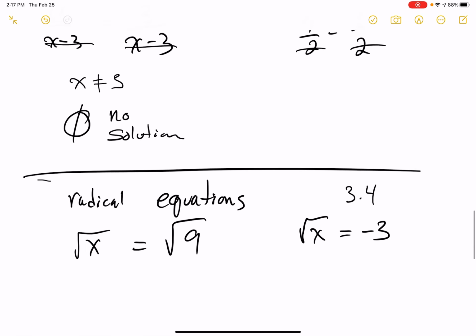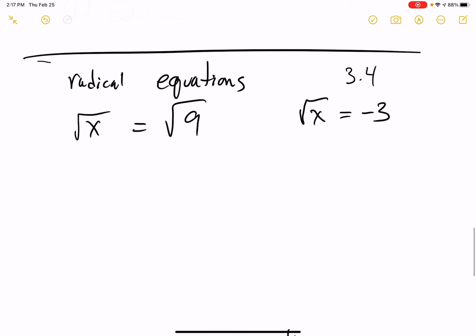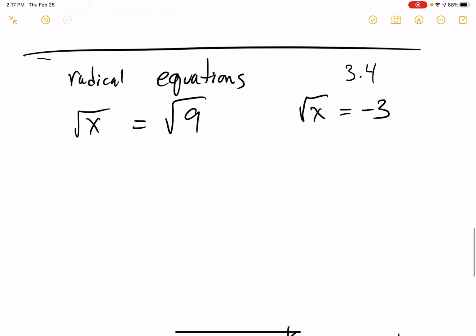For radical equations, you're going to either square both sides or take the square root of both sides. The radical means the square root part of it. There's some cube root stuff too, and basically you just do the opposite function. Here we have the square root of x is equal to the square root of 9. So to get rid of the square root, I'm going to go ahead and square it. And this is all fine and good, and I get x is equal to 9.